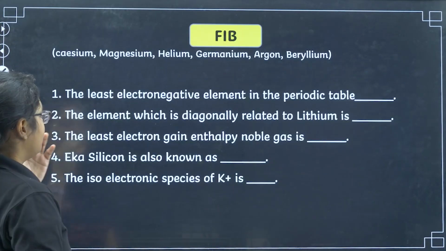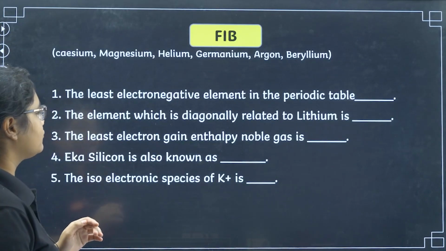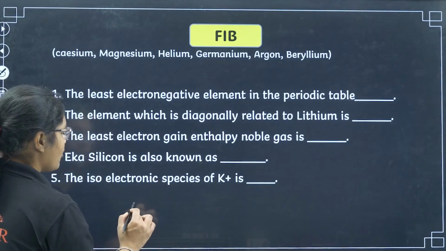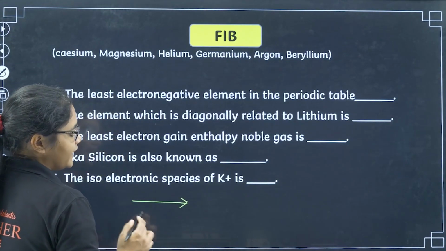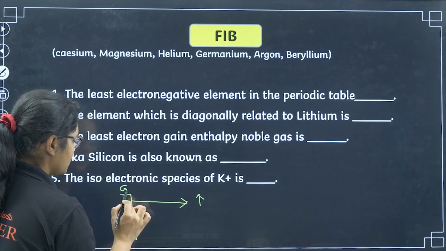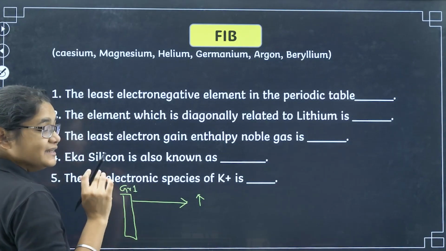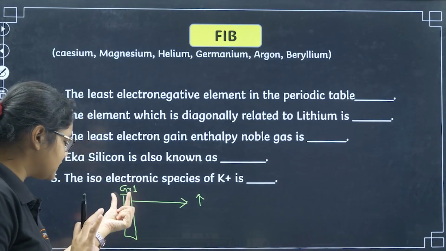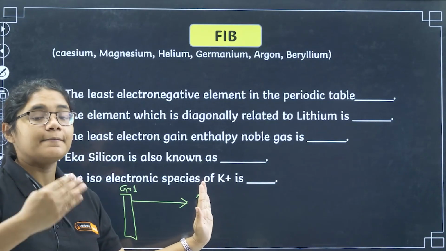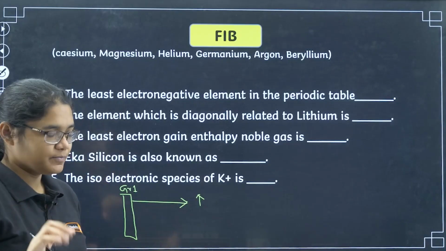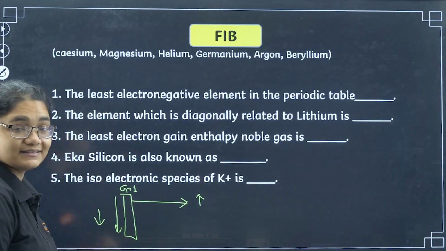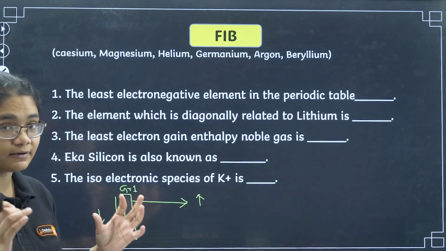Moving to the fill in the blanks question here, the least electronegative element in the periodic table is. So if you see along the period, electronegativity increases. So I can say that group 1 elements are the least electronegative, because as we move along the period, the electronegativity increases. Now down the group, what happens also? The electronegativity decreases. Down the group, the electronegativity decreases.